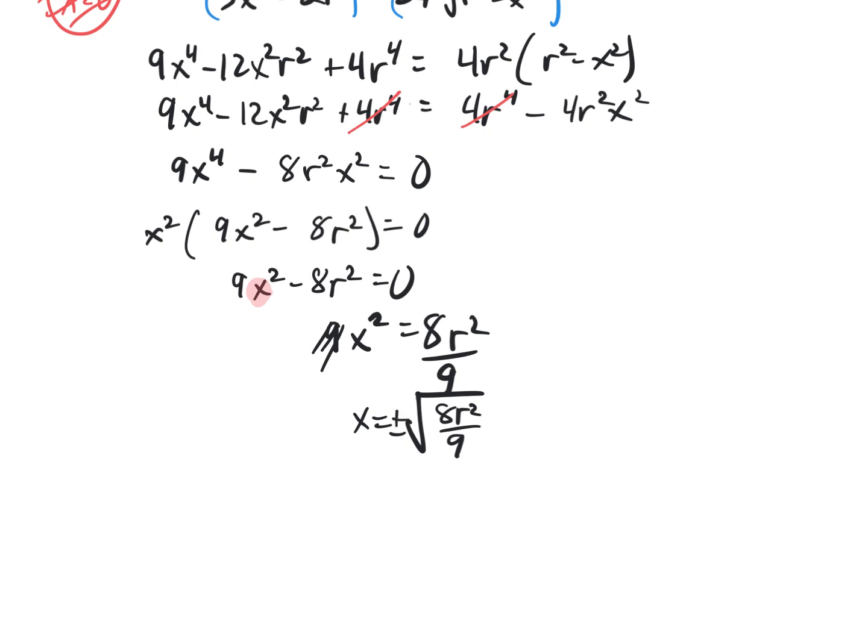We only talk about the positive root because we're talking about a greater than 0 dimension of the cone. And so we have 3 in the bottom, r on top, and the square root of 8, or 2r root 2 over 3.